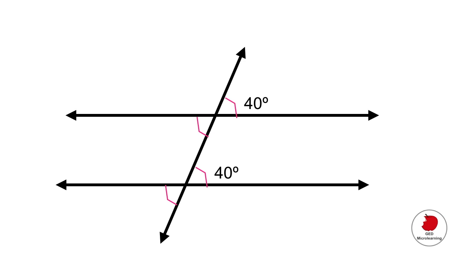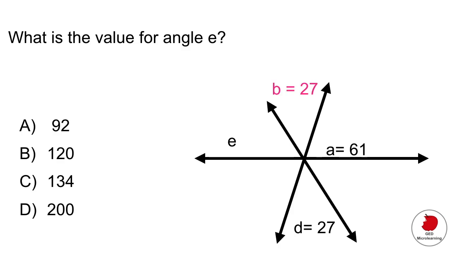So if we go back to our image before, B, which is appearing in pink, is going to be the same as D, which is 27. All right, so now we have that A is 61, B is 27, and D is 27. And we need to find the value for E.